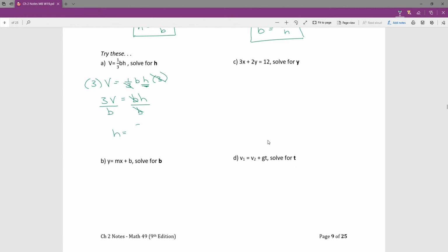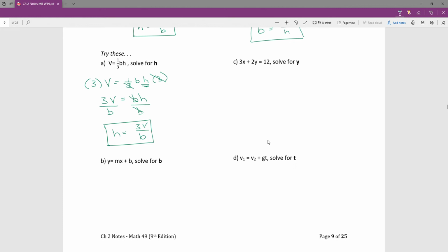h equals 3v over b. Not very satisfying, not really like h equals 2 or something like the solutions that we've been dealing with, but the mechanics here are exactly the same as far as what you're allowed to do when you are rearranging them.